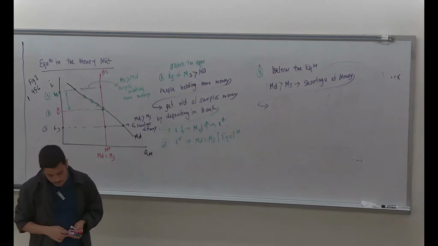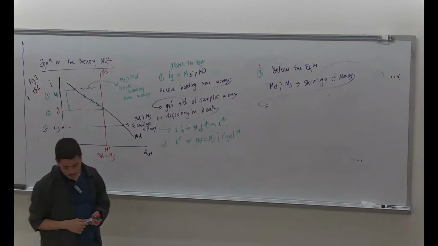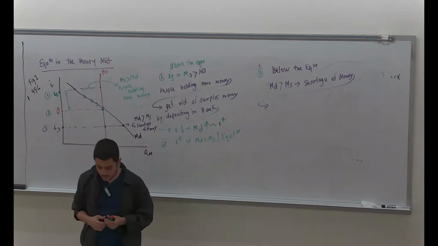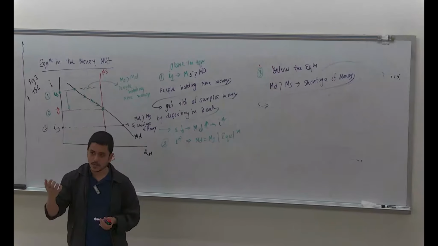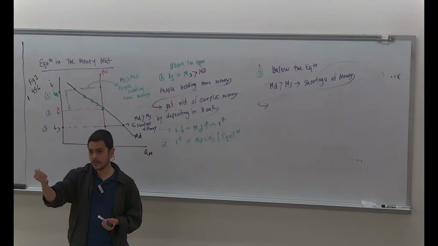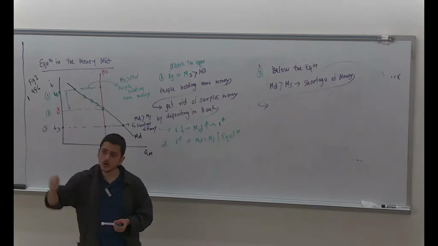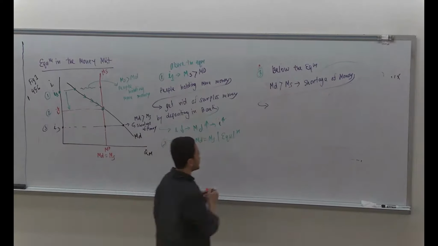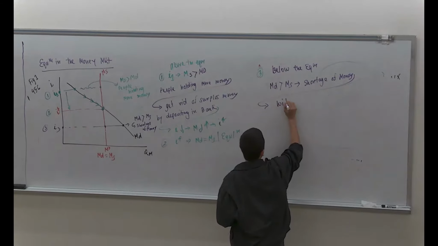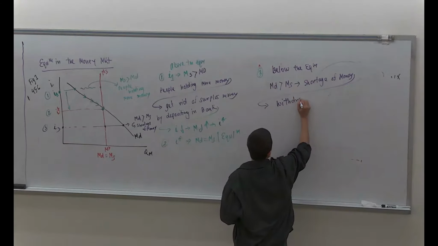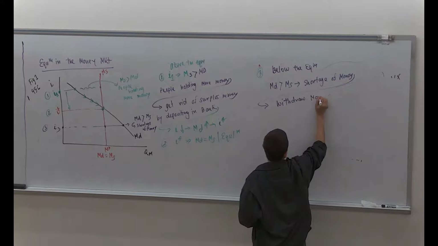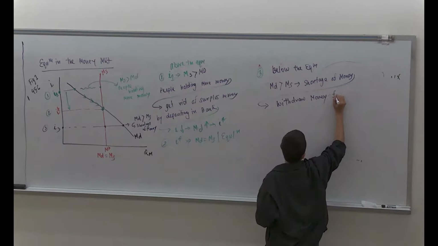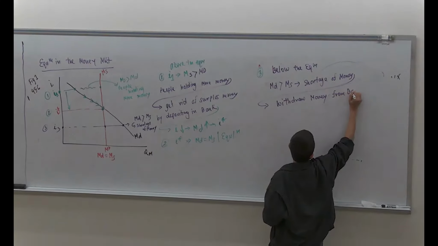So people have a shortage of money. If people have a shortage of money, you need a lot of money to buy goods and services, but you don't have enough. So what will you do? You'll go to the bank and try to withdraw money from the bank, because you need more money.